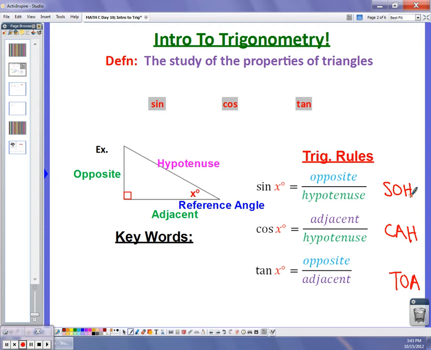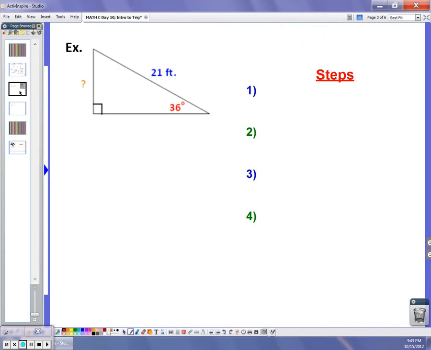The same thing goes for the other two rules. C standing for cosine, A stands for adjacent, H stands for hypotenuse. In TOA, T stands for tangent, O stands for opposite, and A stands for adjacent. We're going to be using these three rules to help us find our missing side.